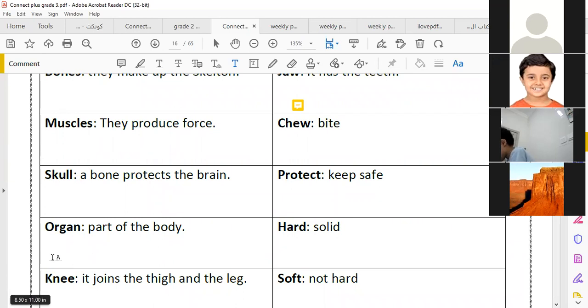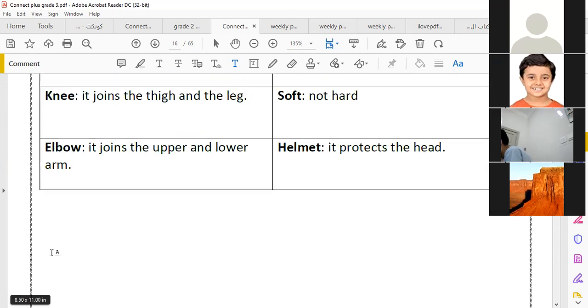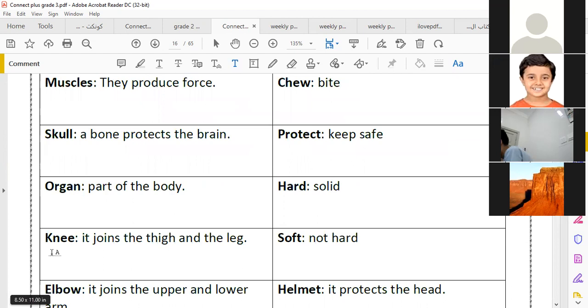Yes, this is Connect Plus, Unit 2, Lesson 2. This is the booklet, page 16. Okay? Repeat after me, please, students. Organ. Part of the body.